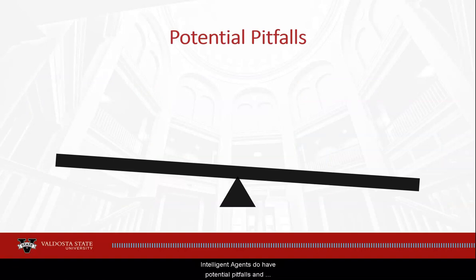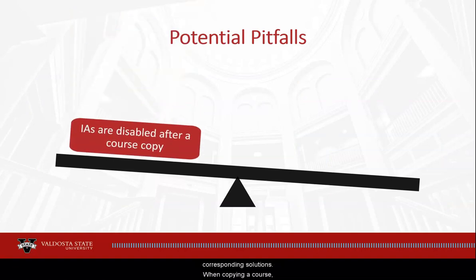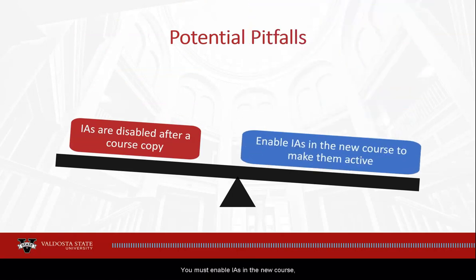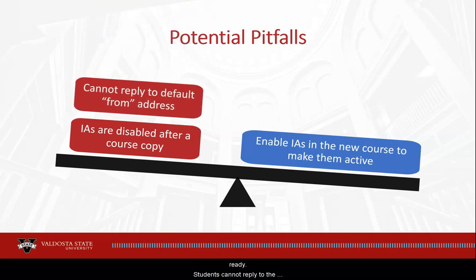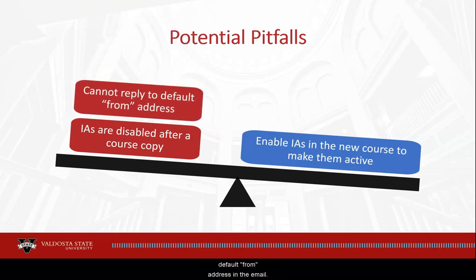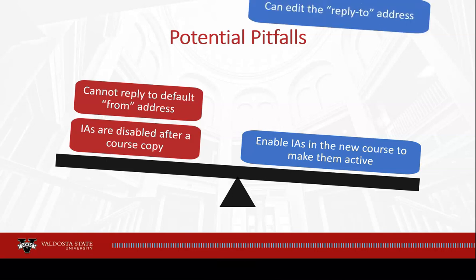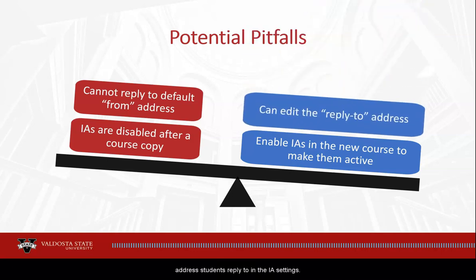Intelligent agents do have potential pitfalls and corresponding solutions. When copying a course, intelligent agents are set as disabled. You must enable IAs in the new course, which is actually a benefit because the agents can't run before you've checked the settings and verified the conditions are ready. Students cannot reply to the default from address in the emails. However, you can edit the email address students reply to in the IA settings. Let me show you where to find this setting.